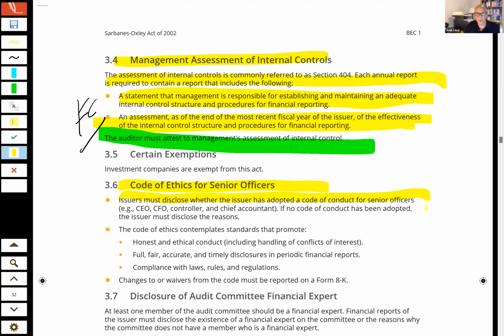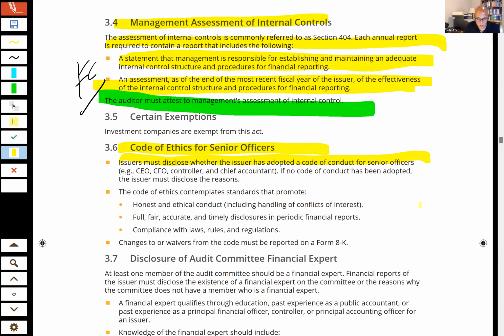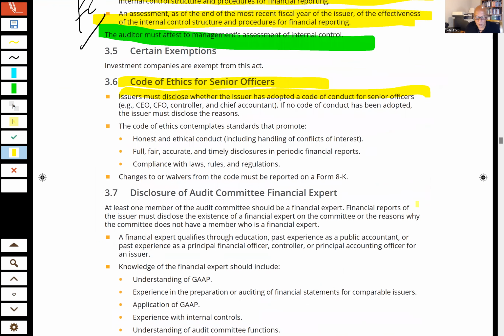And I was able to get that past referencing and able to make that recommendation that there be a requirement that credit unions have code of ethics.